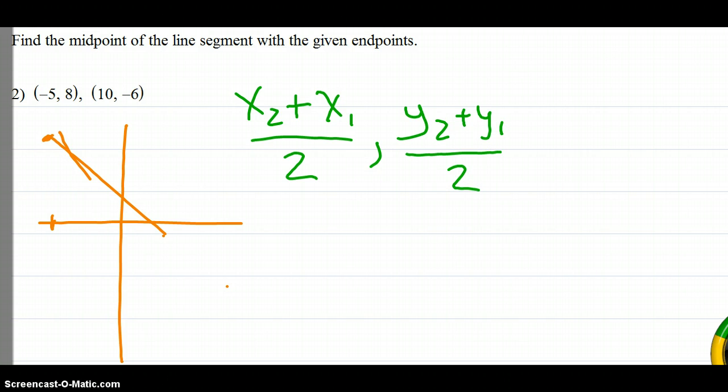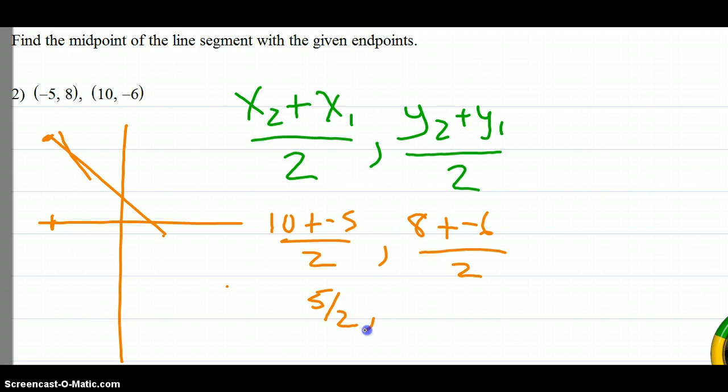So the midpoint of this line segment would be 10 plus a -5 divided by 2, which is 5/2, and 8 plus a -6 divided by 2 would be a +1.